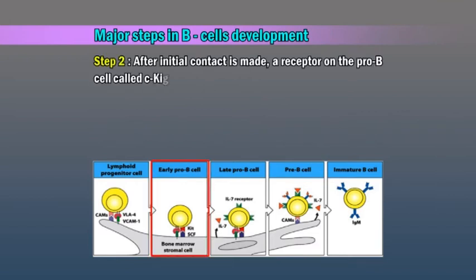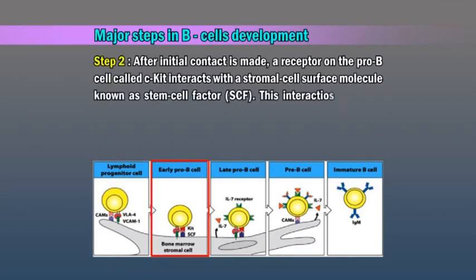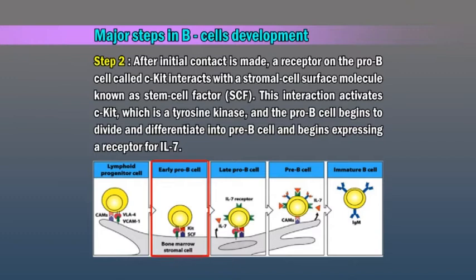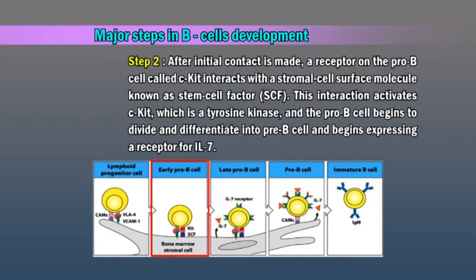Step 2. After initial contact is made, a receptor on the pro-B cells called c-Kit interacts with the stromal cell surface molecule known as stem cell factor. This interaction activates c-Kit, which is a tyrosine kinase, and the pro-B cell begins to divide and differentiate into a pre-B cell and begins expressing a receptor for interleukin-7.